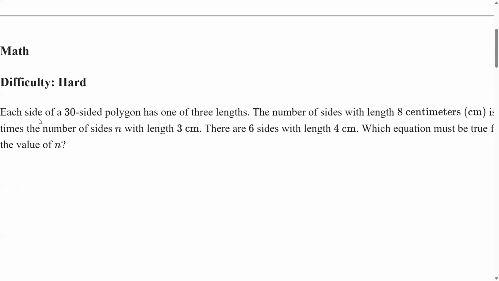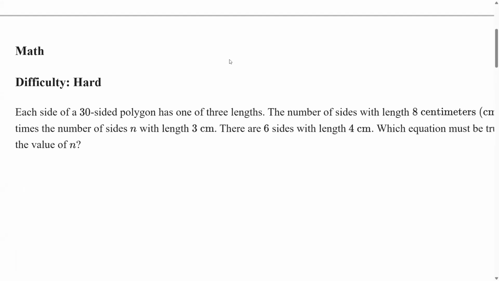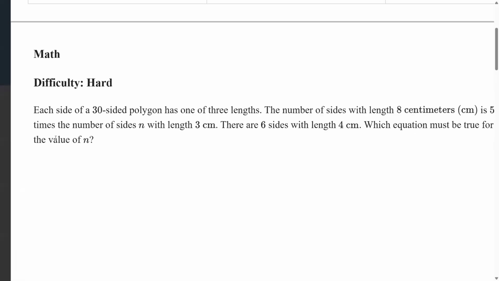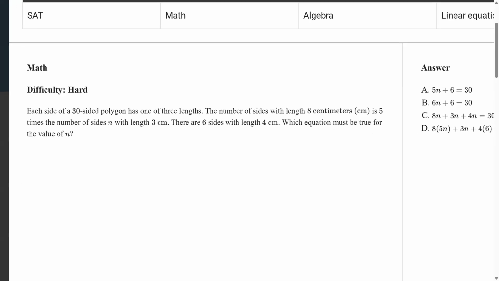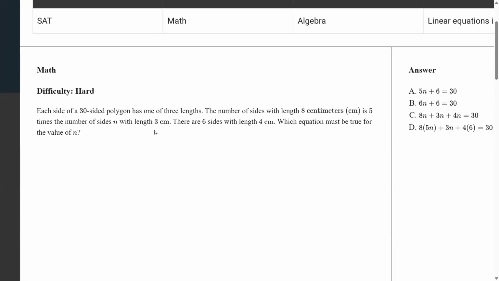Each side of a 30-sided polygon has one of three lengths. The number of sides with length 8 centimeters is 5 times the number of sides n with length 3 centimeters. There are 6 sides.